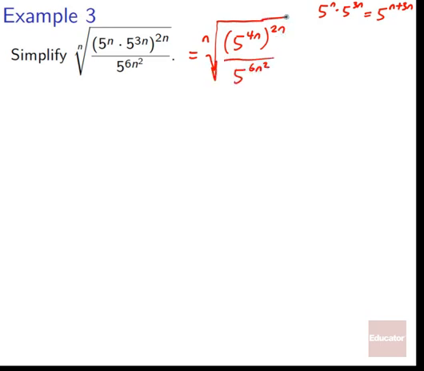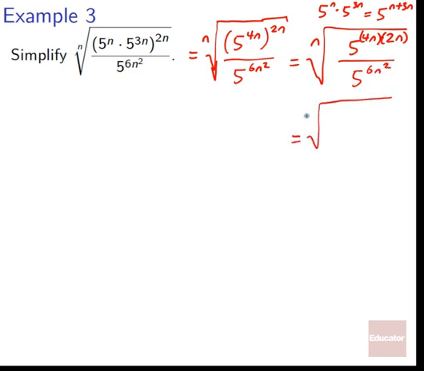Let's expand that radical a bit so we see the whole thing. Equals, still got that nth root, 5 to the 4n times 2n, because it was exponentiation on exponentiation. So 4n times 2n over 5 to the 6n squared equals nth root of 5 to the 8. 4 times 2 is 8. n times n is n squared, over 5 to the 6n squared.